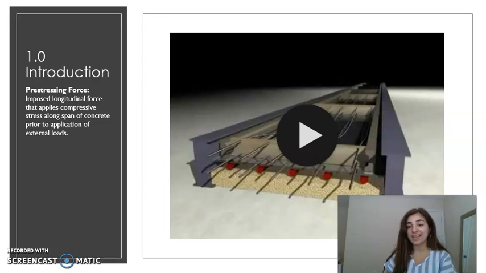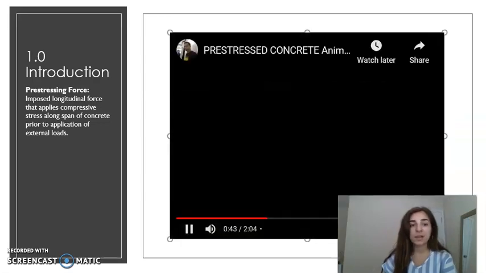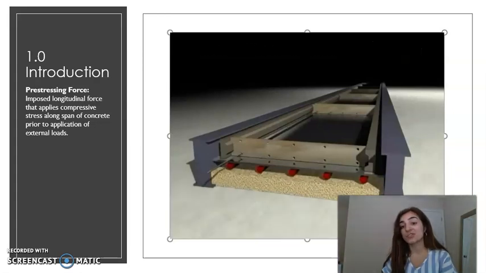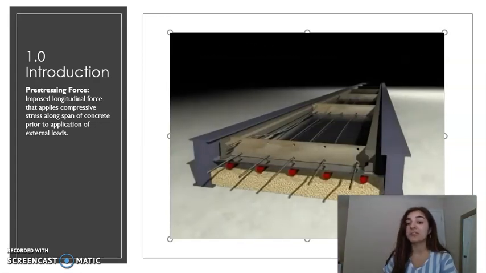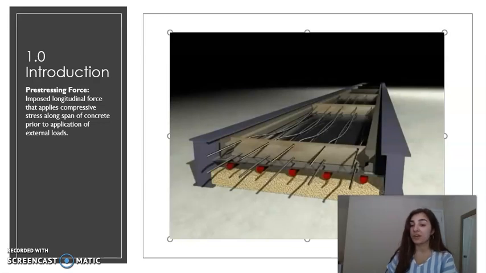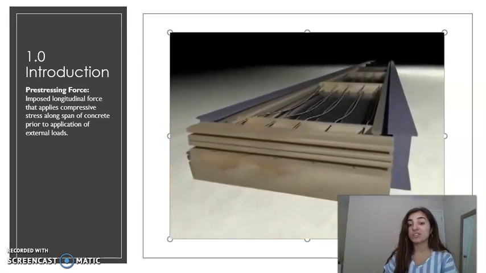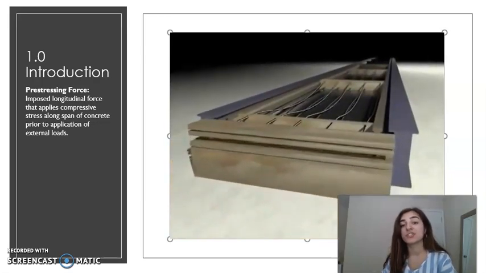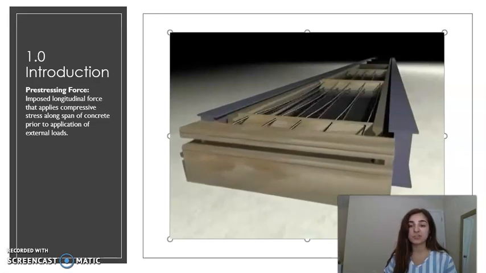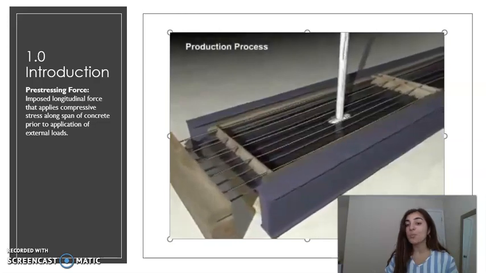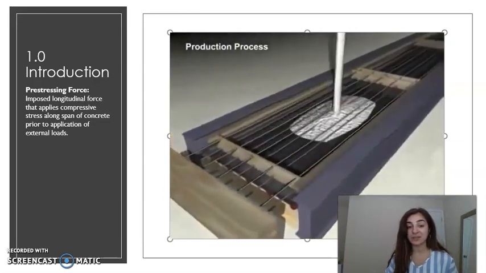So, for some background, as we've learned, prestressed concrete works by imposing a longitudinal prestressed force on a concrete member. As you can see in this animation, high-strength steel strands are first inserted into the concrete form prior to the pouring and curing of concrete. These strands are tensioned, and once the strands are cut, the prestressing force is transferred from the steel strand to the concrete, exerting a compressive stress on the concrete itself prior to the application of any external loading.